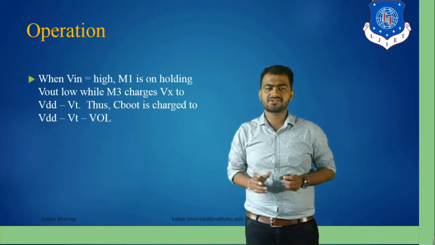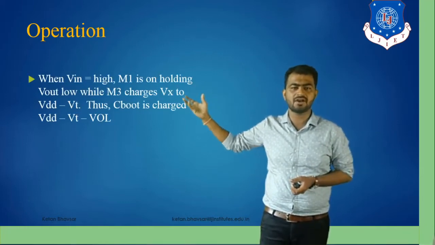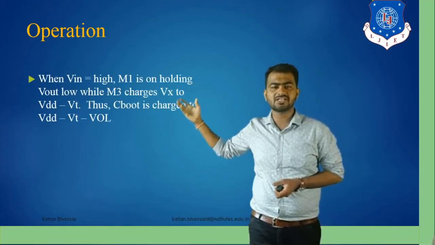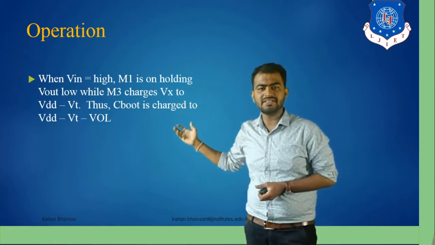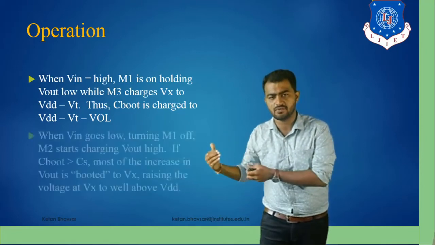Now we start with the operation. When V is equal to high, then M1 is on and V out is low, while M3 is charged to Vx, which is VDD minus VT. Thus the C boot is charged to VDD minus VT minus VOL.